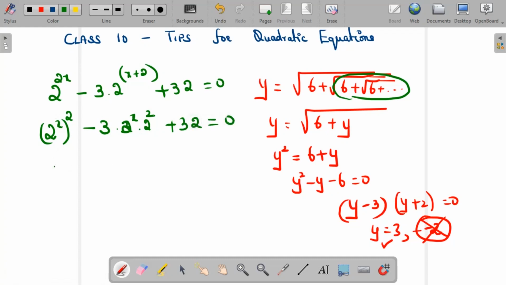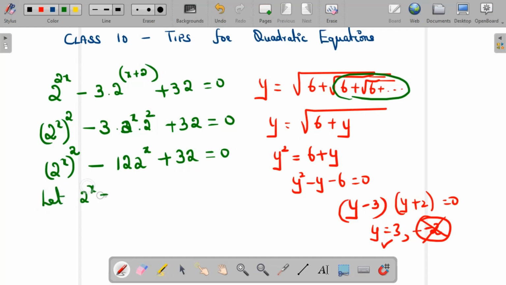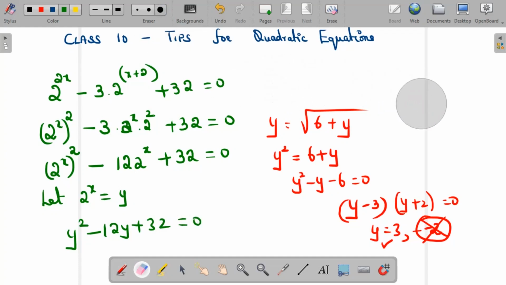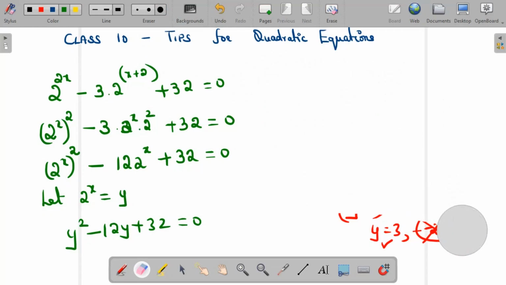Now I'm going to retain this expression as such. So 2 power x stays as it is, minus 2 squared is 4, 4 into 3 is 12. So this is minus 12 into 2 power x plus 32 is equal to 0. Now I'm going to let 2 power x be equal to some variable, let's say y. So this will become y squared minus 12y plus 32 is equal to 0. Now we can use splitting the middle term or the quadratic formula, whichever you're comfortable with.